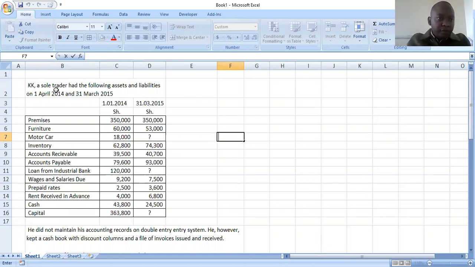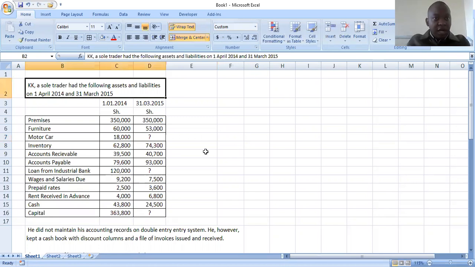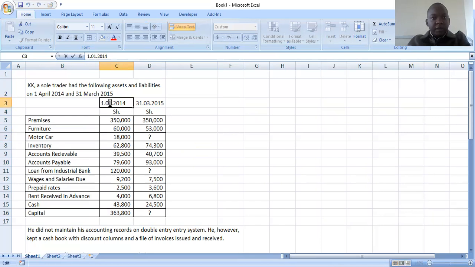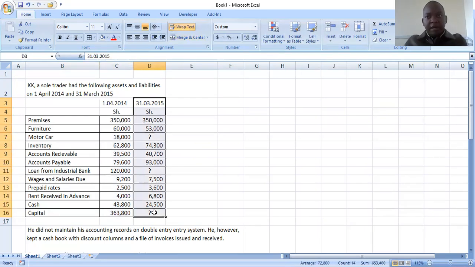So we have the following question. KK, a sole trader, had the following assets and liabilities as on 1st April 2014 and 31st March 2015. So we have the following list of balances. Those are the values of the items as on 1st of April 2014. And on 31st March 2015, after 1 year, those were the values of the items.